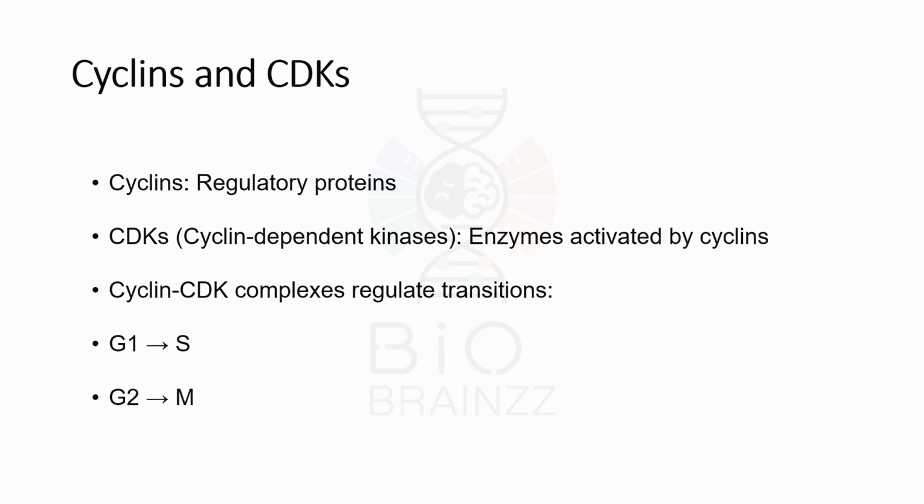transition. The key point is that cyclin levels change during the cycle, while CDKs remain constant. This regulation ensures that the cell cycle progresses in a controlled manner.